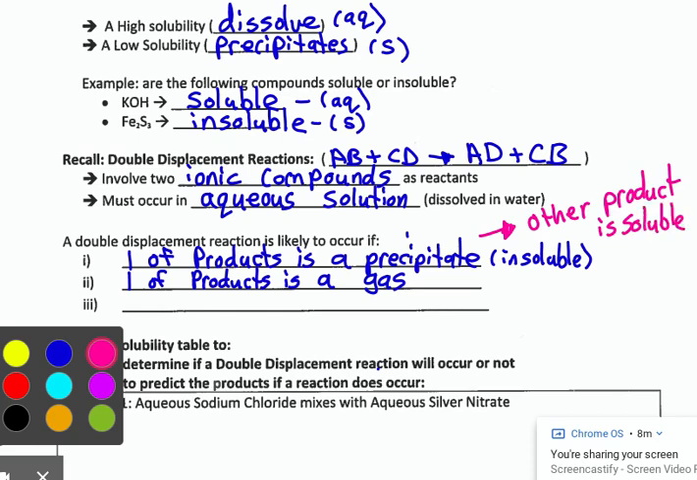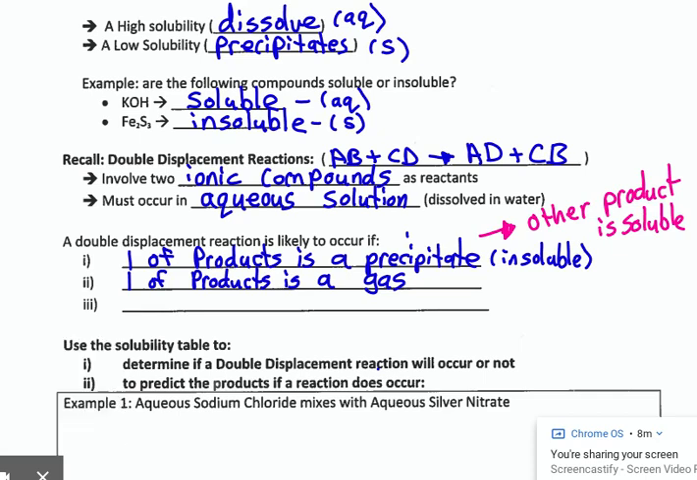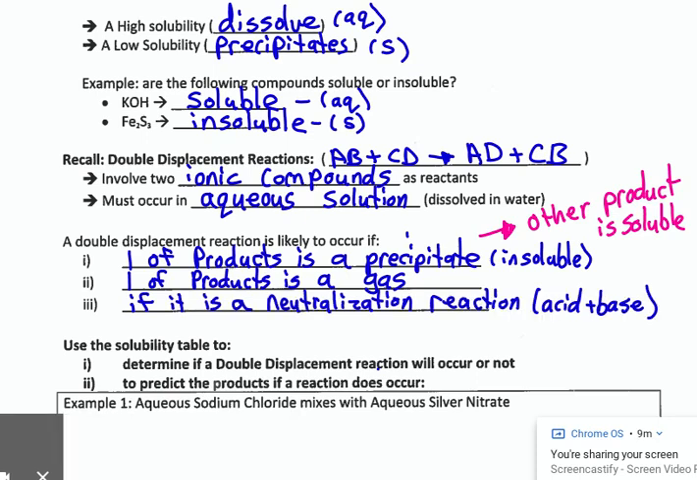Okay. Now, the other situation where we see double displacement reactions happening is if it's neutralization. If you remember from grade 10, neutralization is when you react an acid with a base. We will deal mostly with neutralization reactions a little bit later in our course.